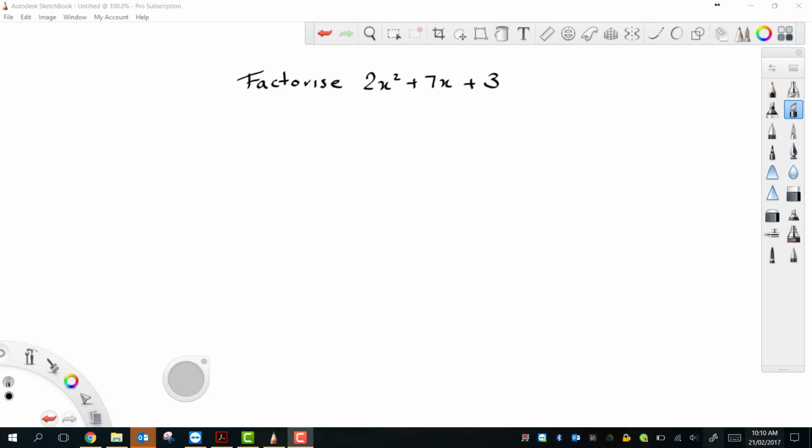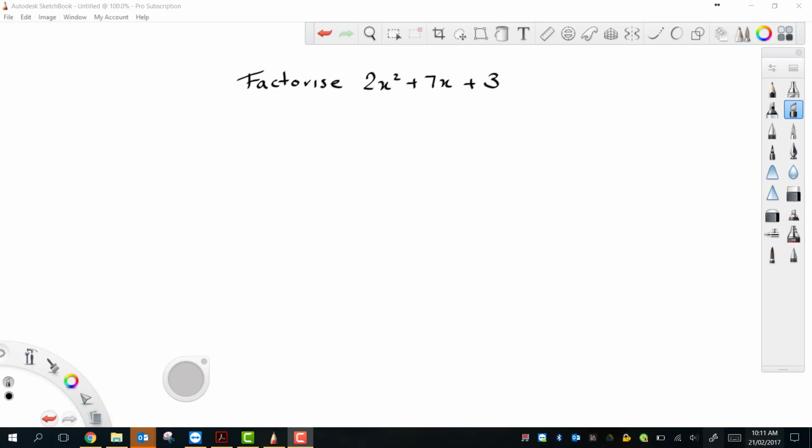Factorise 2x squared plus 7x plus 3. Okay, we've done some factorising of quadratics. This one doesn't look like the others that we've done, and the thing that makes it a little bit more complicated is that there's a 2 in front of the x squared. Everything we've done up till now has just been x squared plus something plus something.